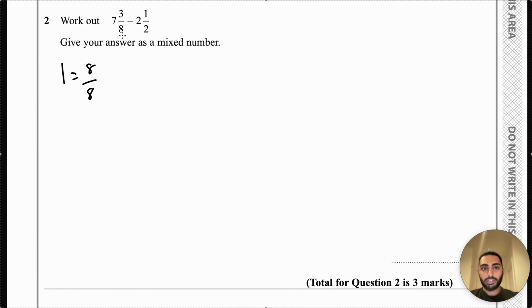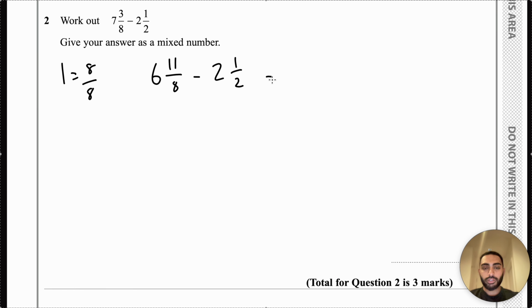So I'm going to add 8 over 8 to this 3/8 and I'm going to drop this one down by 1. So it becomes 6. If I add 8 over 8 to this, it becomes 11 over 8 minus 2 1/2. And this way, I just need to take away my units from each other and I need to take my fractions away from each other, rather than having to convert them all to improper fractions and then take them away and then convert them back. This would be an easier method for this one.